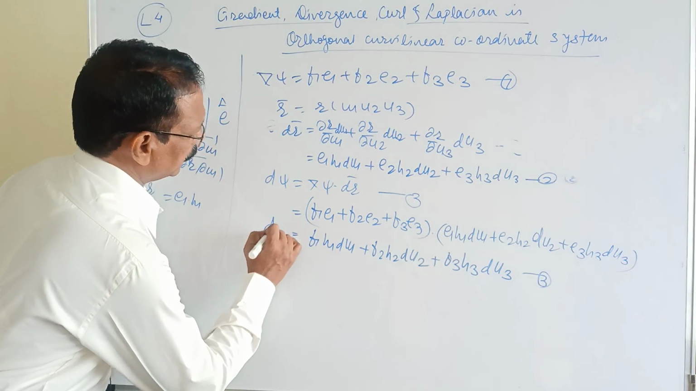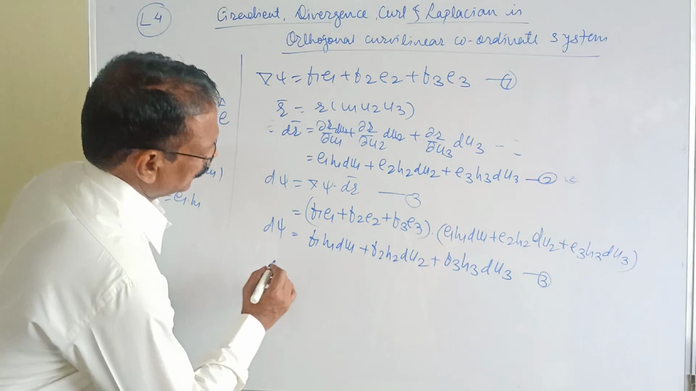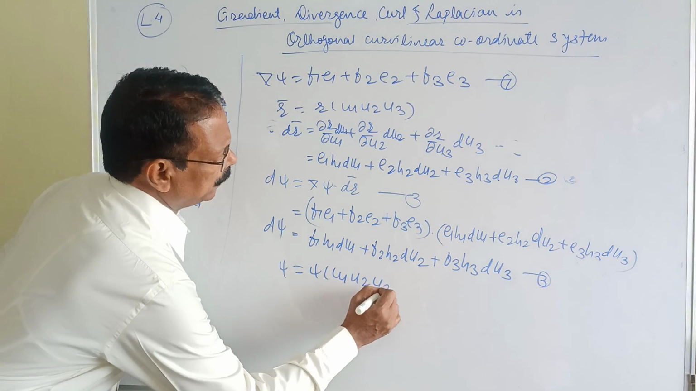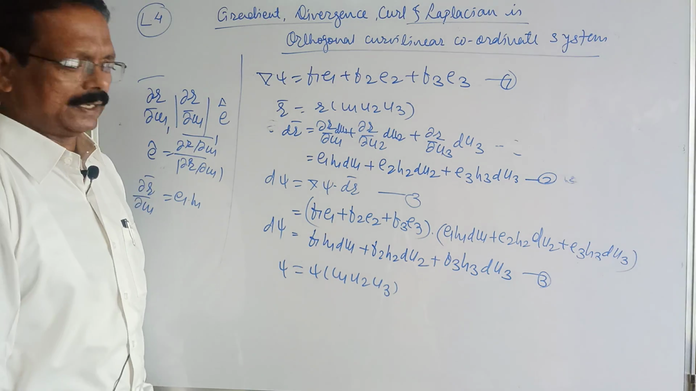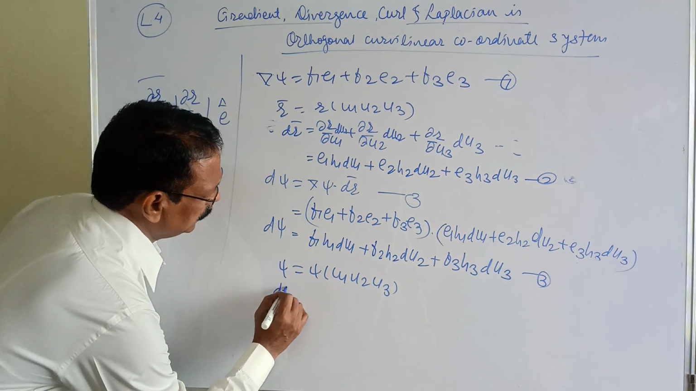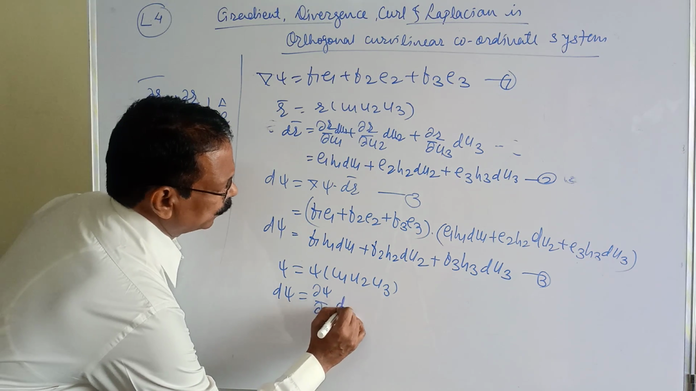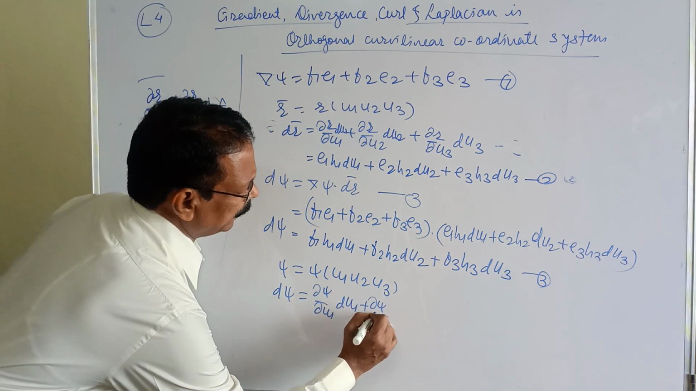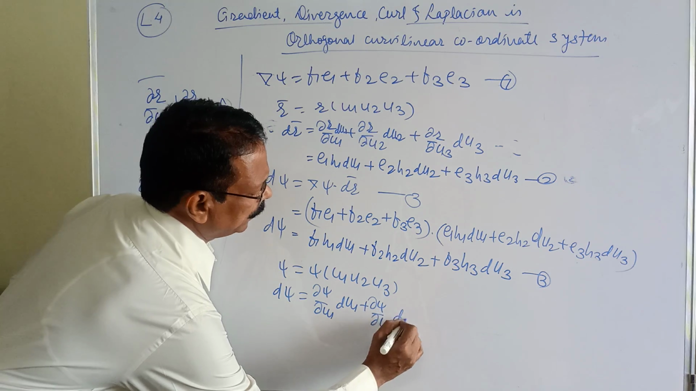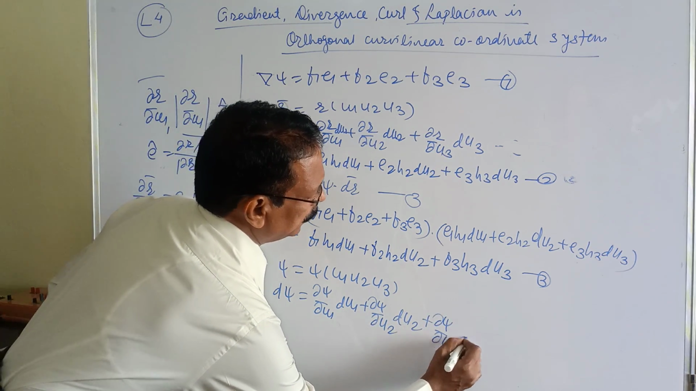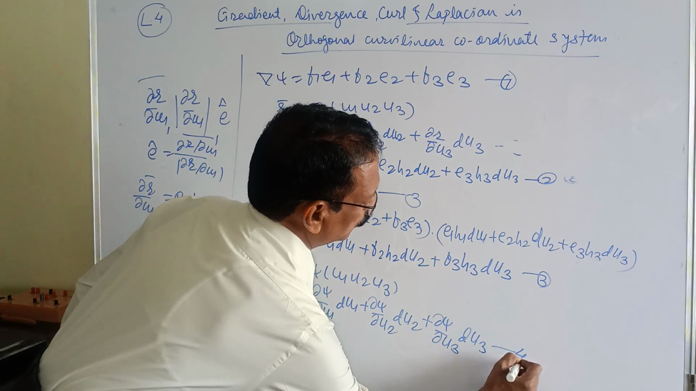So it is your dψ here. As we know, ψ is a function of u1, u2, u3. Take the partial differentiation of this ψ. So what do we get here? It is dψ equal to ∂ψ/∂u1 du1 plus ∂ψ/∂u2 du2 plus ∂ψ/∂u3 du3. So it is equation number 4.